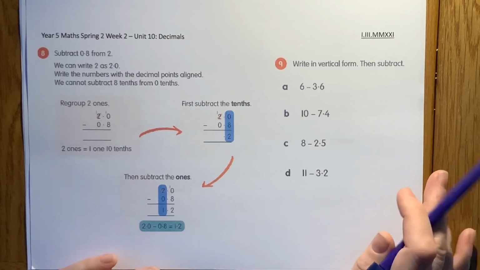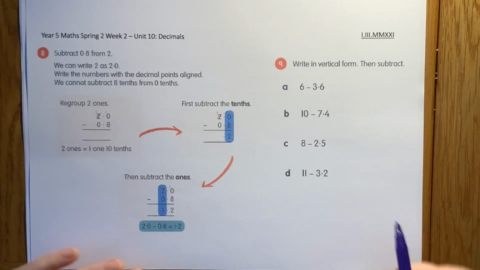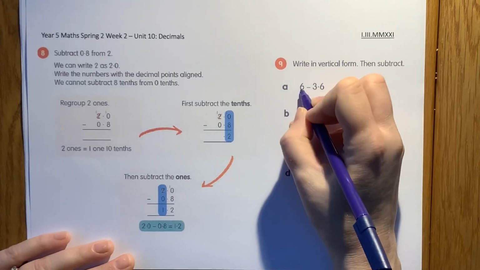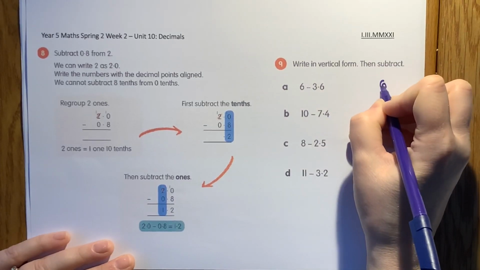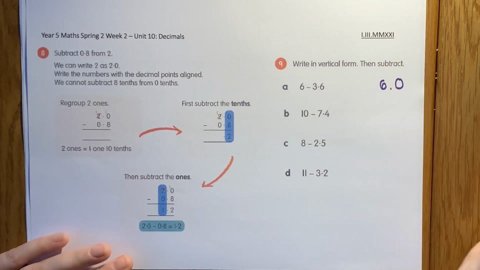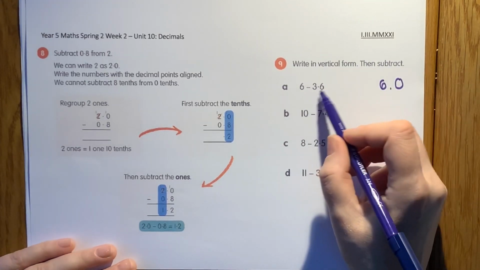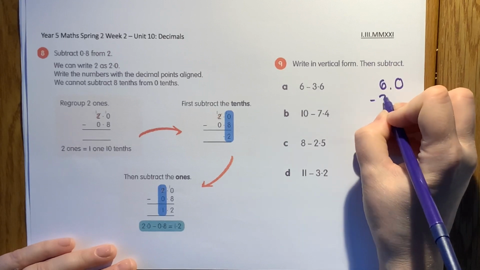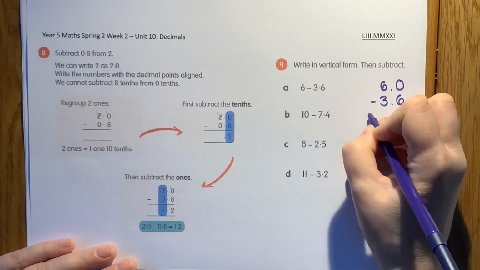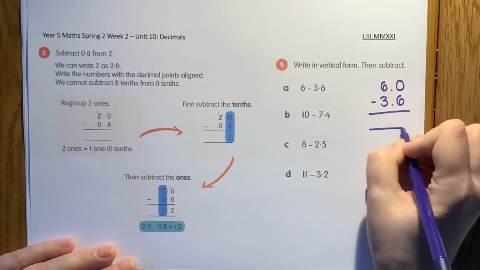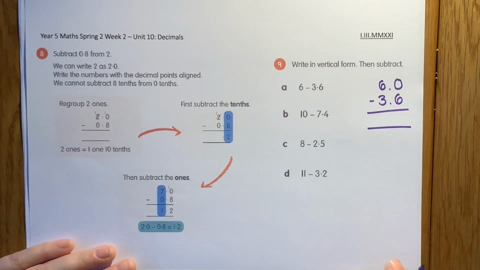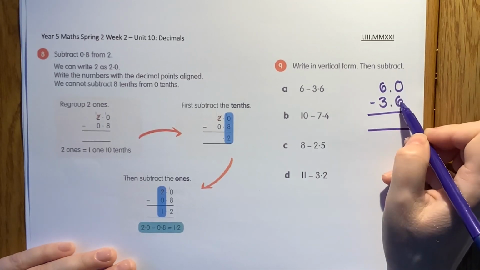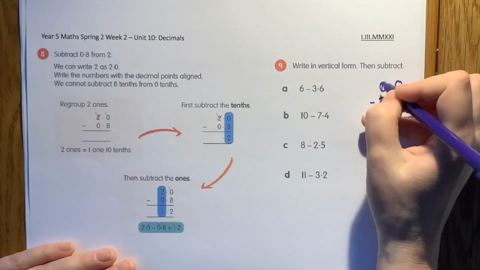So 9a is 6 take away 3.6. So I'm going to make 6 become 6.0 because that will look the same then as 3.6. Then I'm going to take away 3.6 underneath. And then I'm just going to do exactly what we were doing on the previous page. I'm going to do 0 tenths take away 6 tenths. I can't do that, I haven't got any.